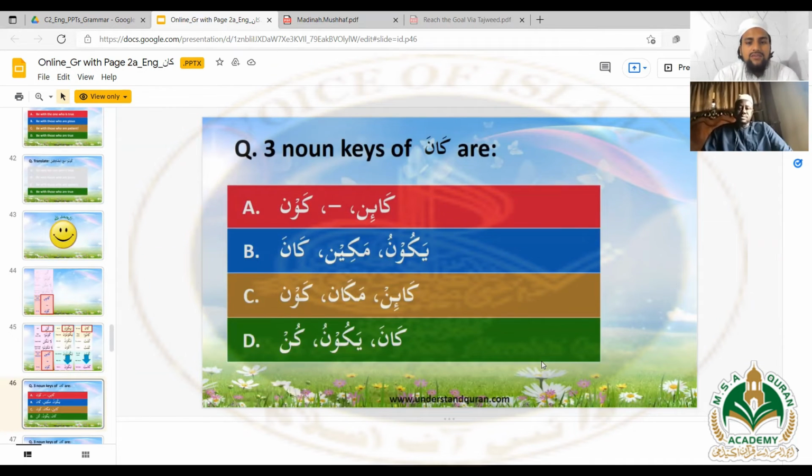Okay, question. Three noun keys of kana: three noun keys, not verb. Noun keys of kana. Which one is the three noun keys? A, B, C, D.